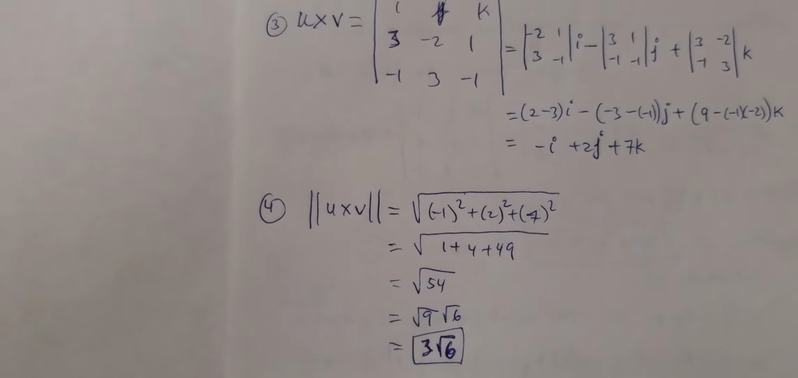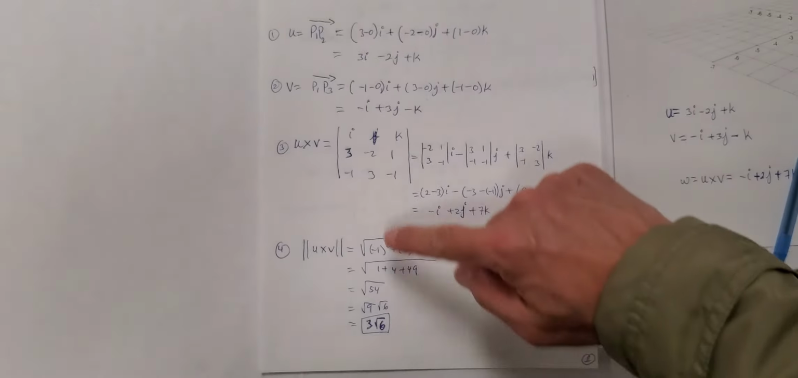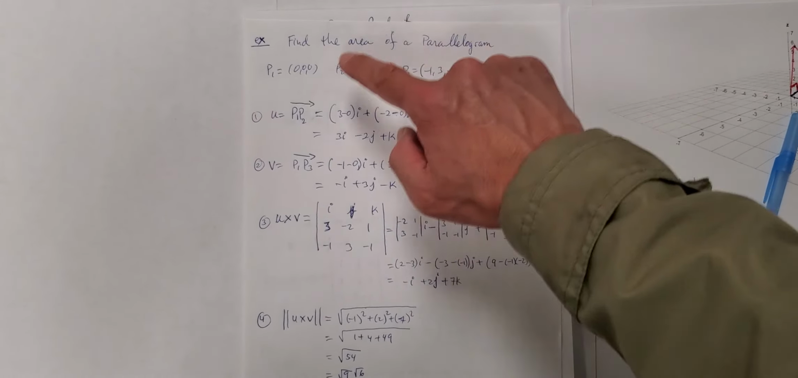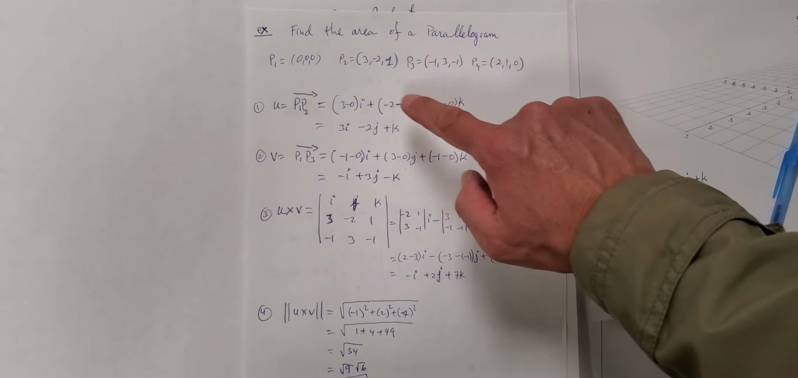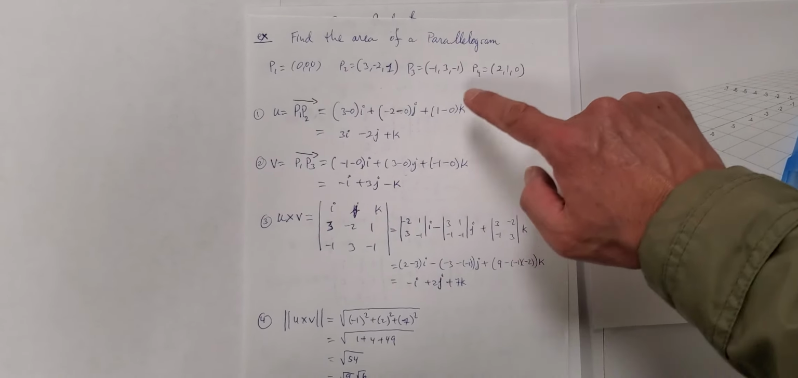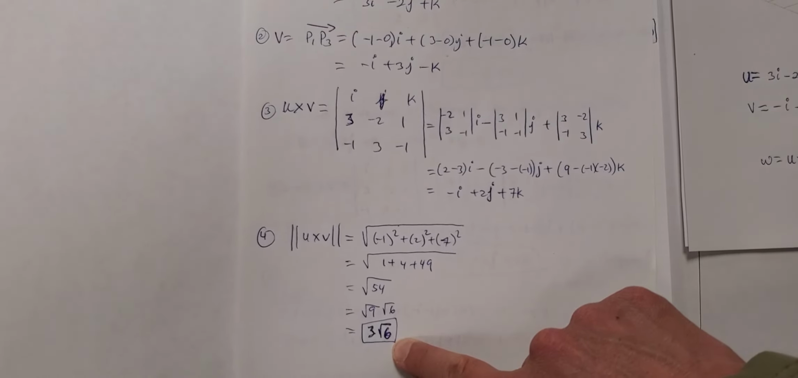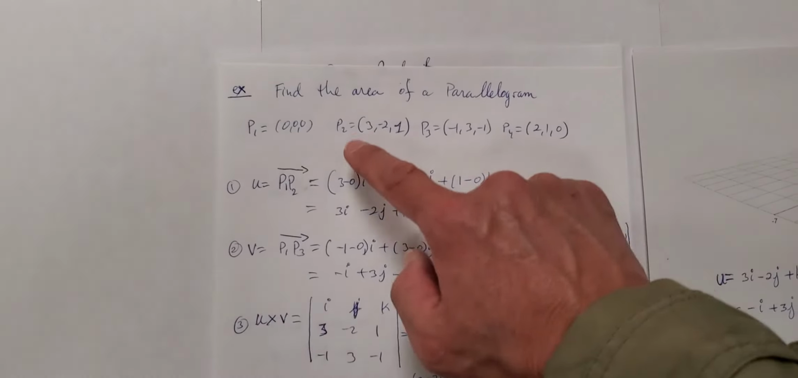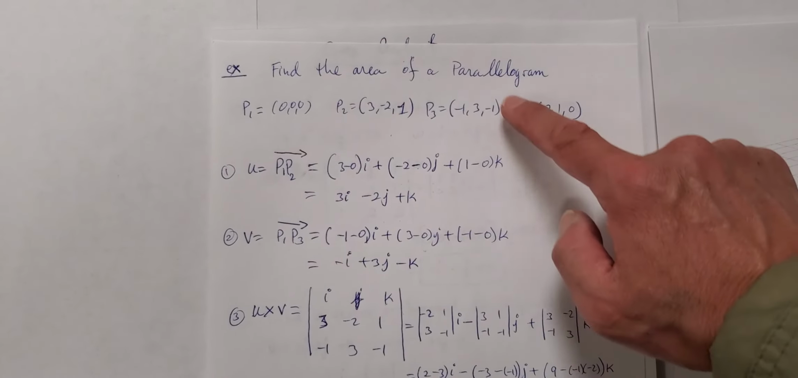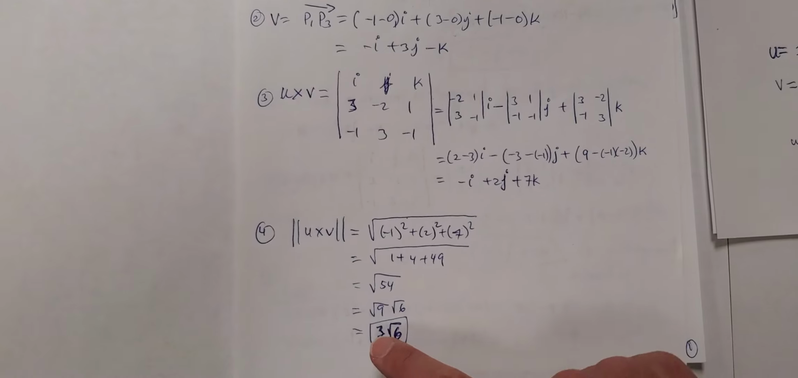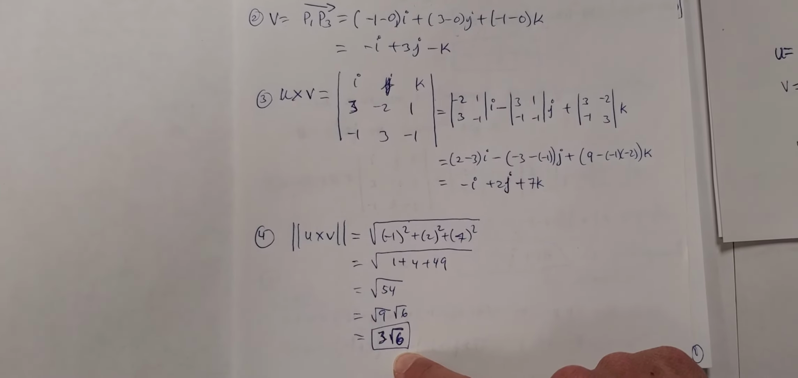So in this example, the area of this parallelogram is 3 square root 6. One more time, the area of this parallelogram is 3 square root 6.